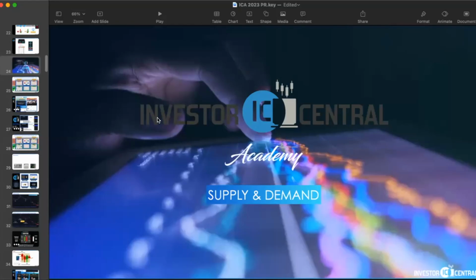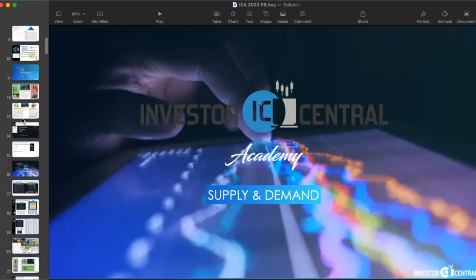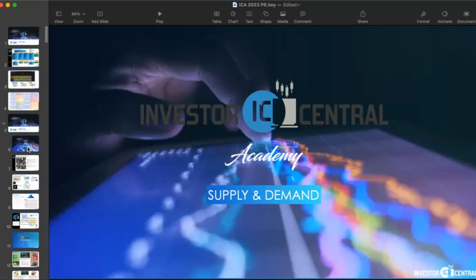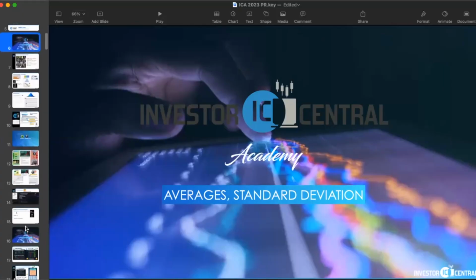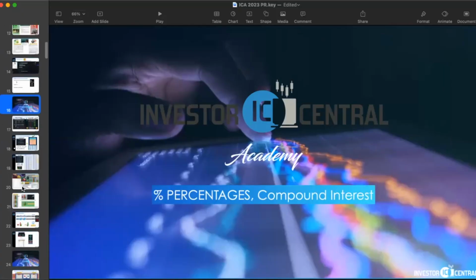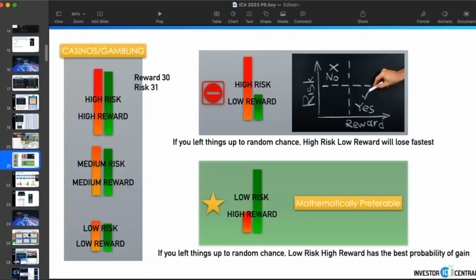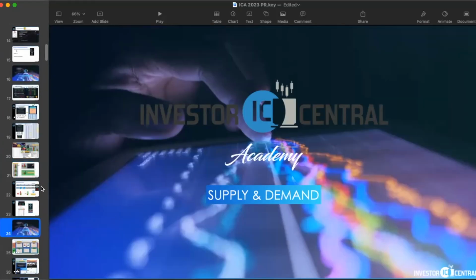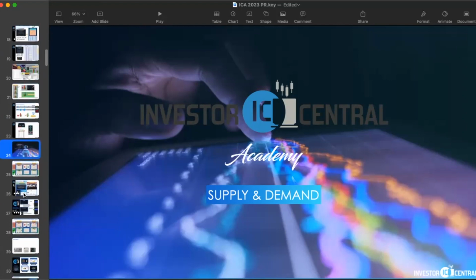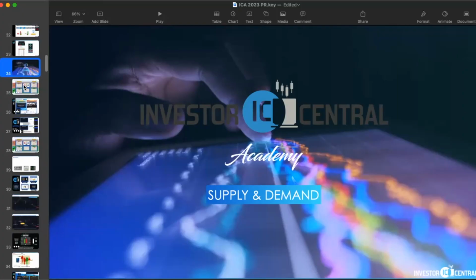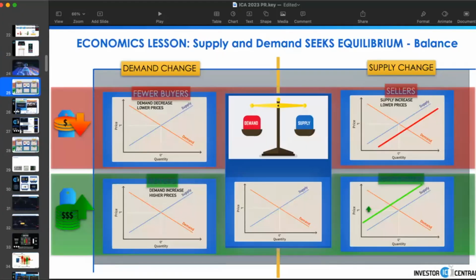Now that we've done the first two lessons where we went over our averages, standard deviation, percentages, compound interest, and a little bit of risk to reward, we're going to go into some basics in terms of supply and demand. Now, I know not everybody's taken an economics class. That was actually what I studied as my minor at UCSD.